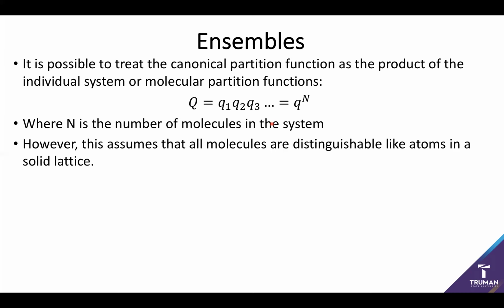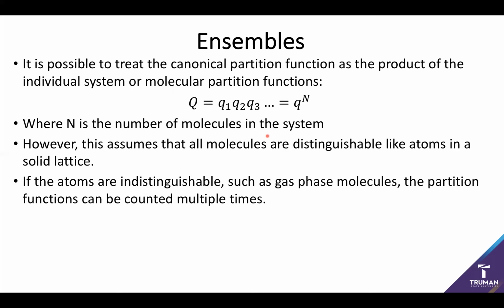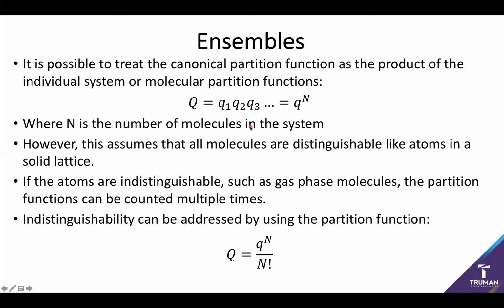So if the atoms are indistinguishable, such as if I'm in the gas phase or in a liquid, what we have to worry about is that our partition function ends up getting counted multiple times. If Q1 is in one state and Q2 is in a different state, I don't want to count essentially the same ensemble, but with just the order switched. And it turns out statistically, there's an easy way to correct for this. It's more or less that you just divide your system by n factorial. So essentially, the more particles in your system, the larger the correction.